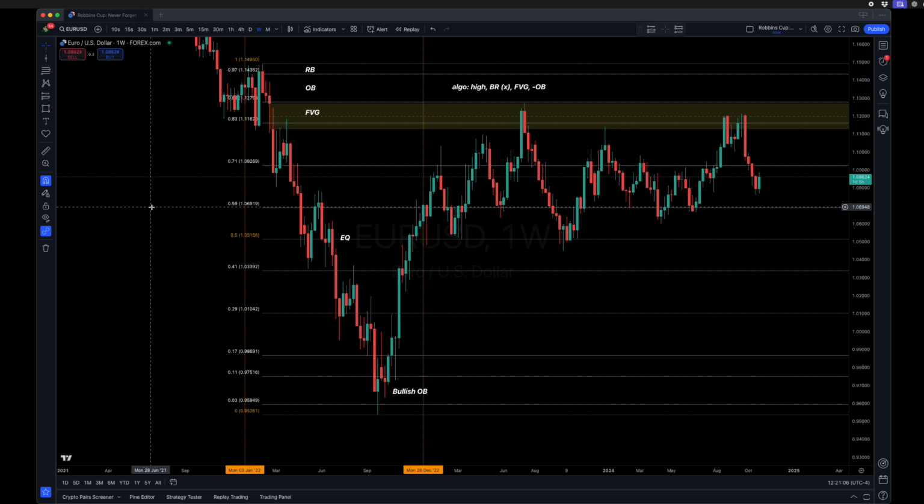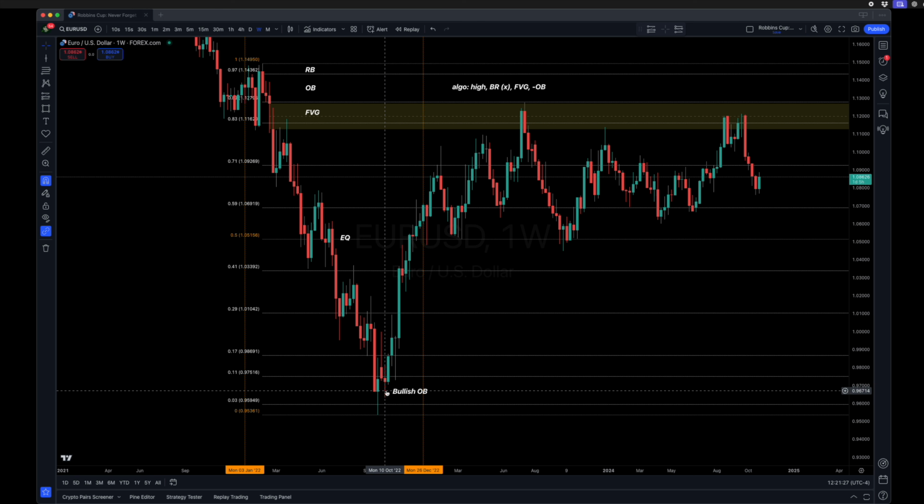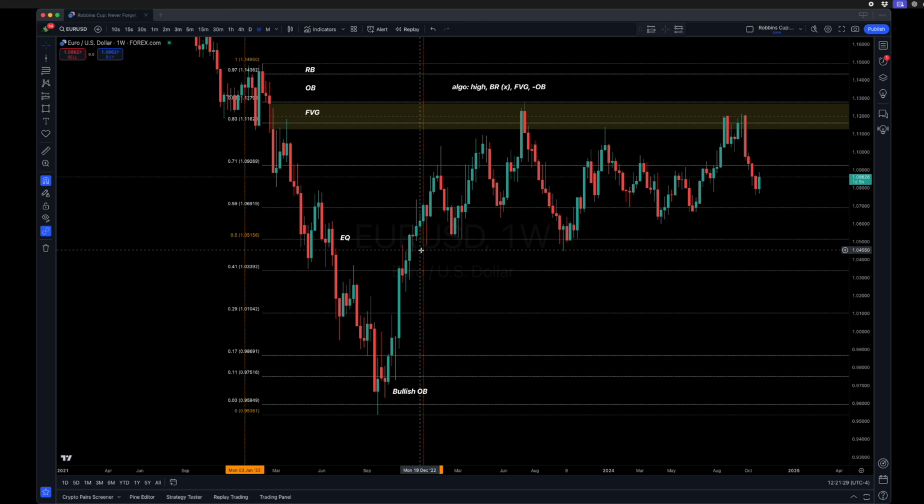So this is exactly what we did. Order block, liquidity void, breaker block, retrace down to the breaker block, partially filled the fair value gap, slight consolidation at EQ, finished at the opposing order block, and then we reversed.